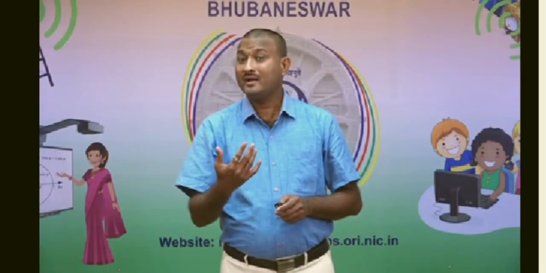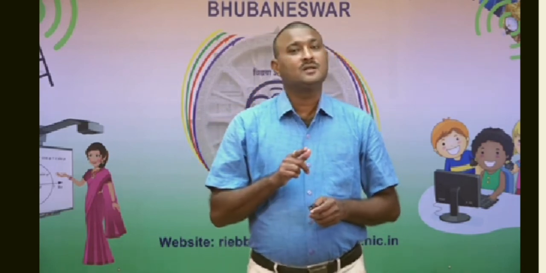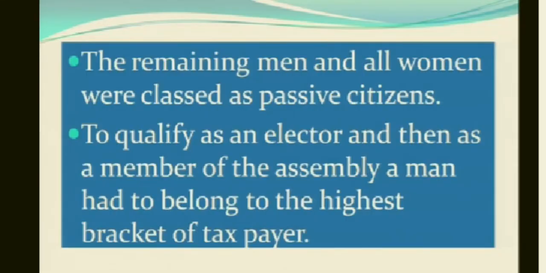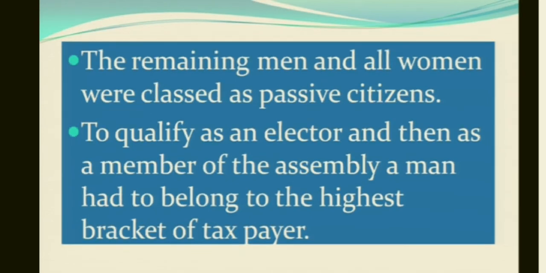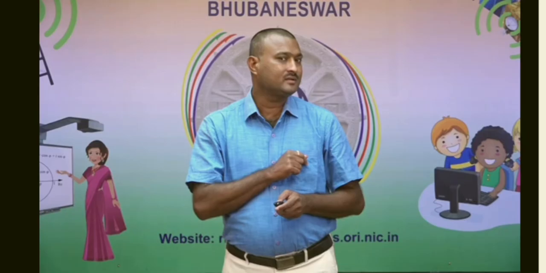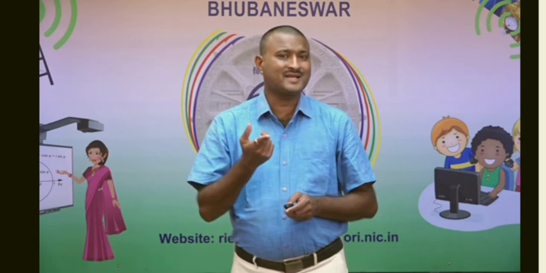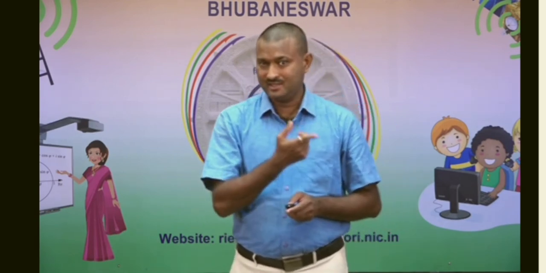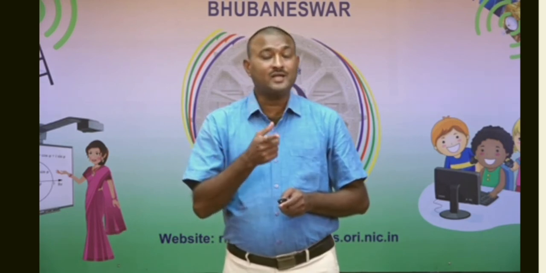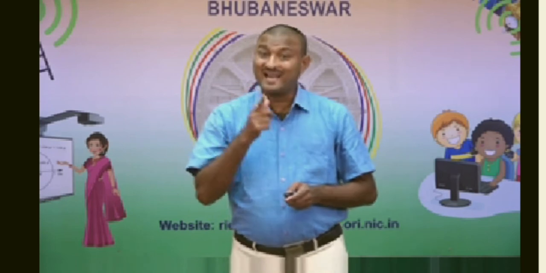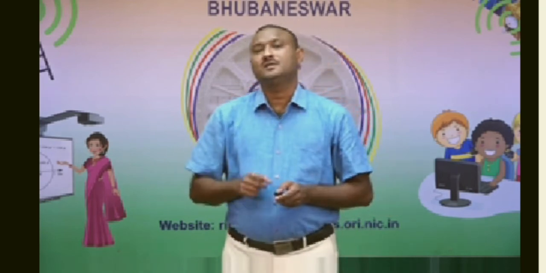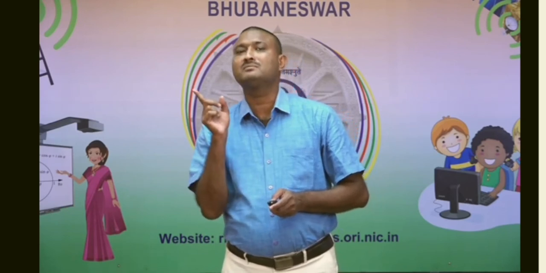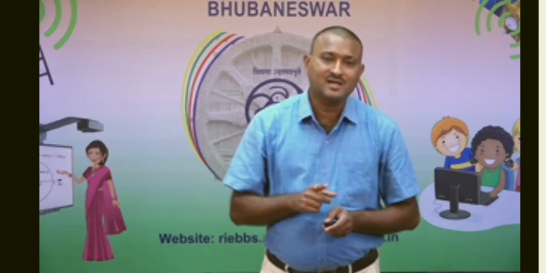Okay, if that is for the right to vote, what about the electors and the members of the National Assembly? What was their qualification? To qualify as an elector or as a member of the National Assembly, a man had to belong to the highest bracket of taxpayers, which means they are paying more taxes. Then and there only they had the qualification to be elected as an elector or as a member of the National Assembly. This was the qualification for the electors and the members of the National Assembly. In this way, the National Assembly was constituted.